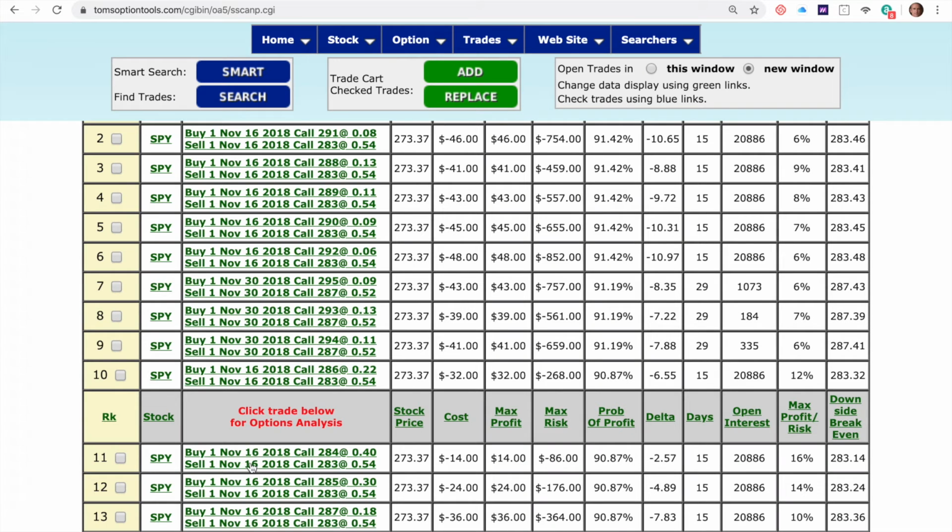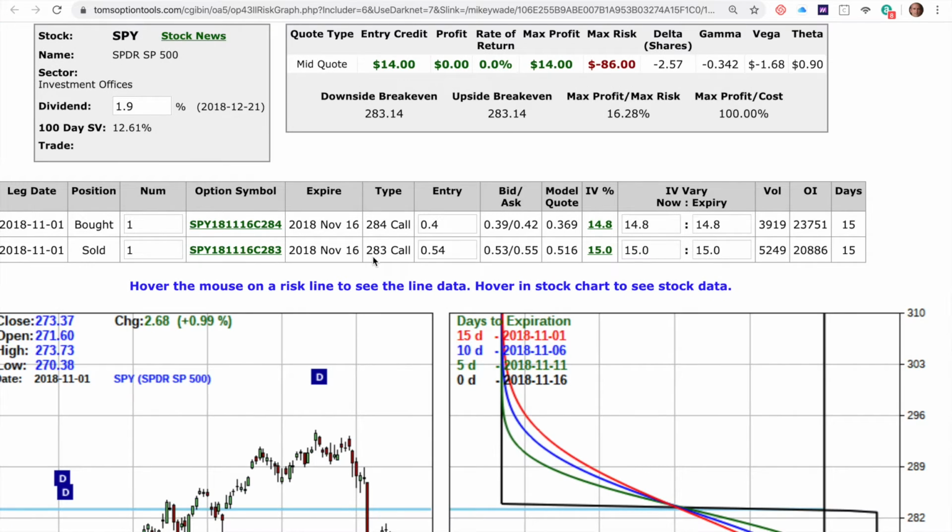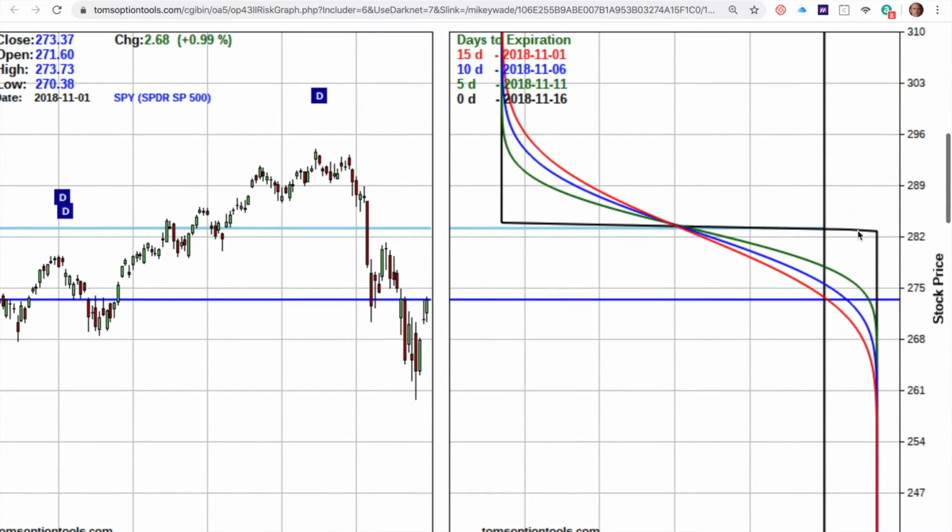So I click either of the risk graph legs, that pulls up the actual trade. This is called a credit spread. We're going to be selling the 283 call and then buying the 284 call. This is for November 16th of 2018. This is a 15-day trade. Look at this beautiful risk graph. You can see that there's some nice profit on this thing, and we get to keep that profit as long as the stock stays below this light blue line here.